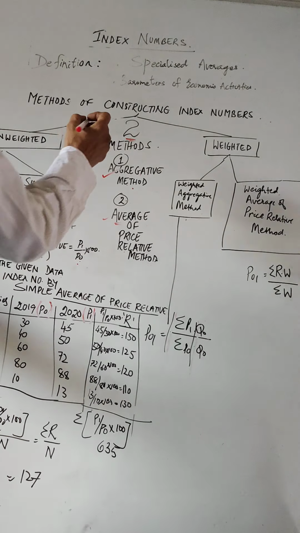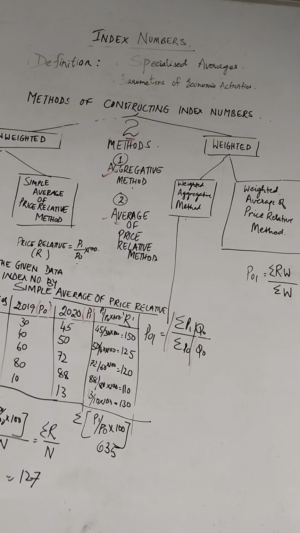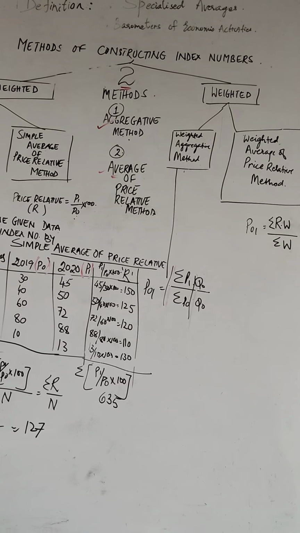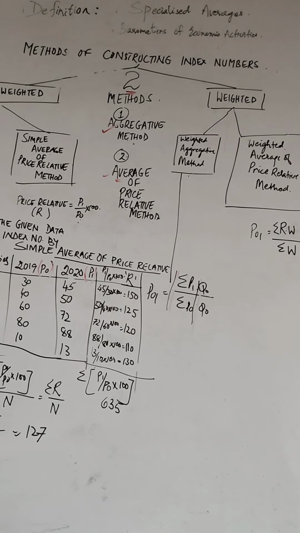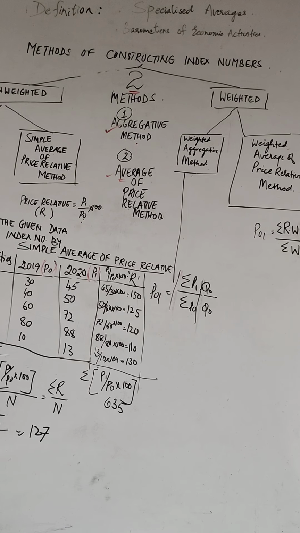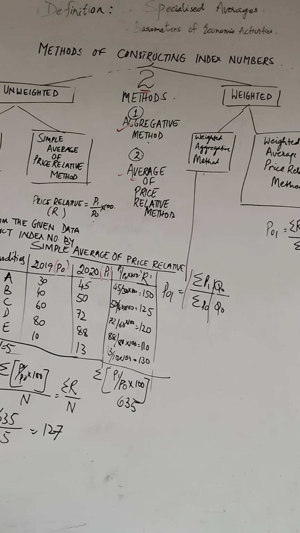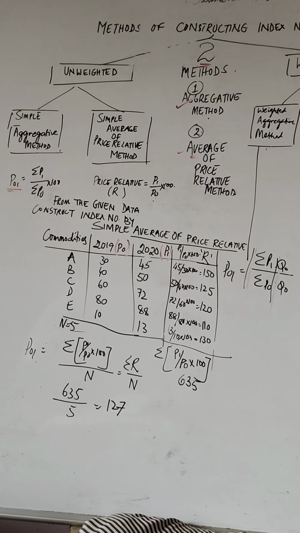Okay, once again, let me just say, what are the methods of constructing index numbers? Let me see if you can see that. Oh, sorry. So, what are the steps? Looking at the board, you can see that they are unweighted and weighted. So, we are on to unweighted index numbers in this class.